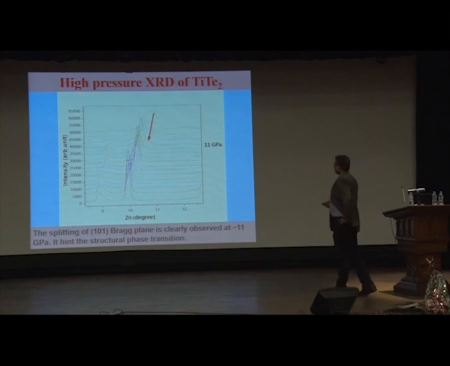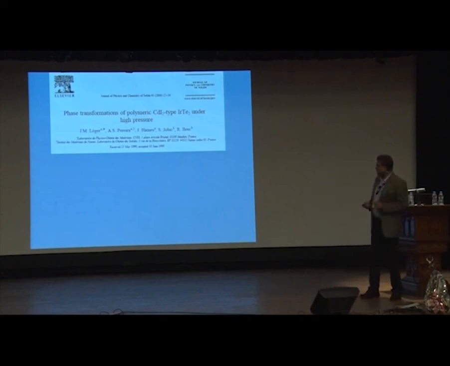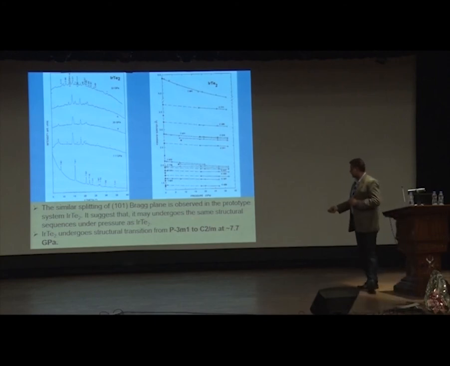So when we look at its isostructural system, iridium telluride is an isostructural system. Basically, they are cadmium iodide type structures. And we go back and look at the literature and see that, indeed, there is a new peak arising at around 8 GPa in this case. Around 7.7 GPa, there is a phase transformation. And this new peak arising is because of the coexistence of two phases. One is the primary phase, and the second one is the monoclinic phase.